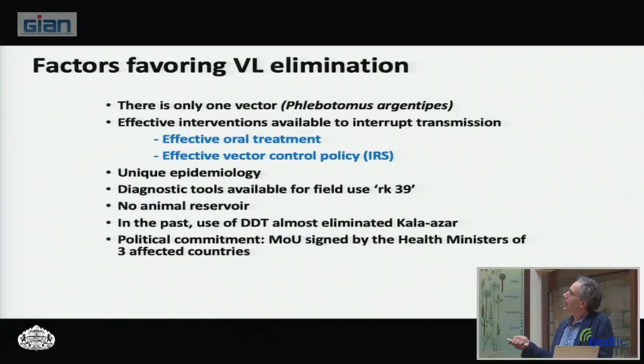This effort is focused on early diagnosis and treatment. So these are the factors favoring VL elimination. Again, not eradication, elimination, really diminishing it as an important public health problem. There's only one vector. Effective interventions are available to interrupt transmission: these oral treatments, miltefosine, these single-dose infusions of liposomal amphotericin, and in conjunction with vector control. IRS refers to indoor residual spraying. It has to be very comprehensive, cover all of the endemic areas, go into every household in every village. So it's very expensive, but the effort has been pretty well coordinated and extensive.